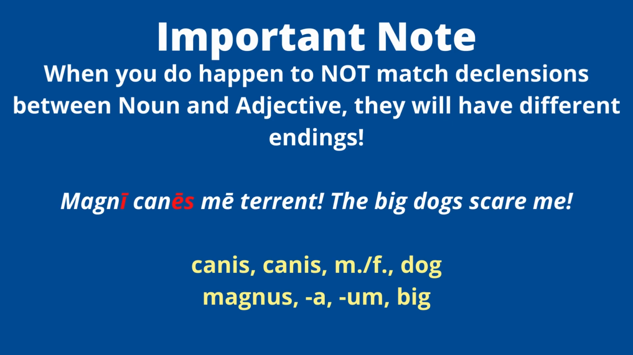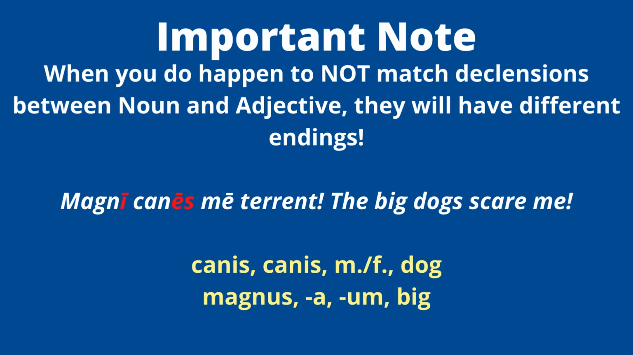When you have a noun and adjective that do not match declensions, it's going to look very different. In other words, if the endings don't match, you're going to see something like magni canes me terrent, the big dog scares me. Magni and canes go together. They have the same case, number, gender, but canis is a third declension noun and magnus is a first and second declension adjective. They don't look the same, but they are the same case, number, gender. Just like on the previous slide, villa magna, the big house: villa is a first declension noun and magna is a first declension adjective, so they look the same. So that's the general idea.